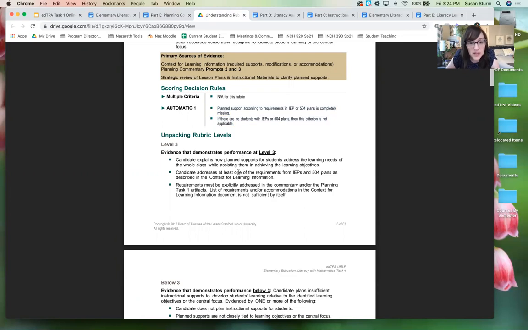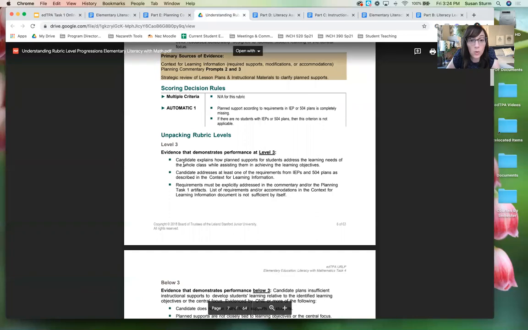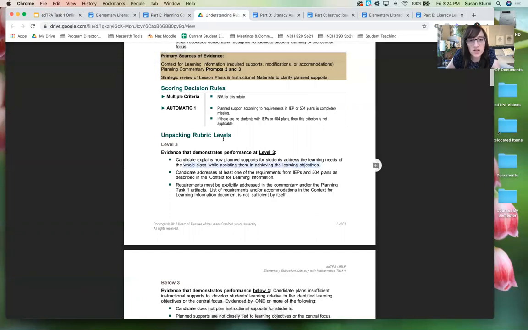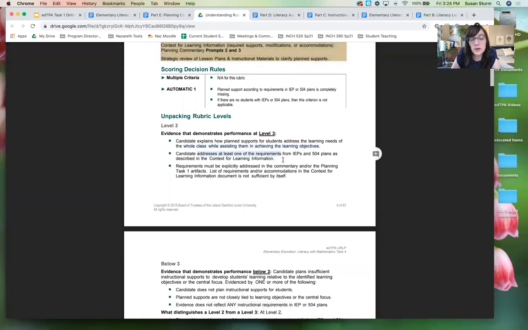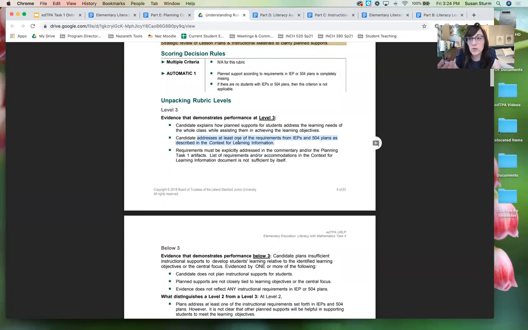So at a level 3, you're explaining how your plan supports address the learning needs of the whole class while assisting them in achieving the learning objectives. You're addressing at least one of the requirements from your IEPs as described in your context for learning. We know that she's done this. Requirements must be explicitly addressed in the commentary and or the planning artifacts, the lesson plans, and it has to align back to that context for learning.